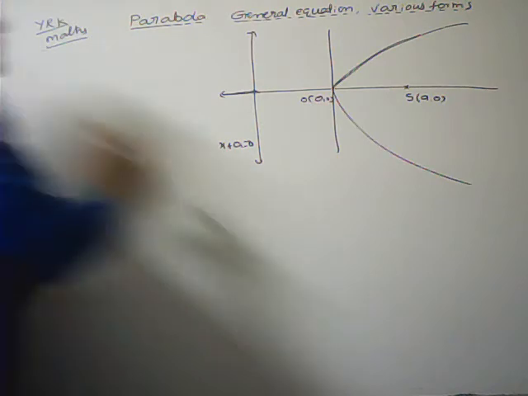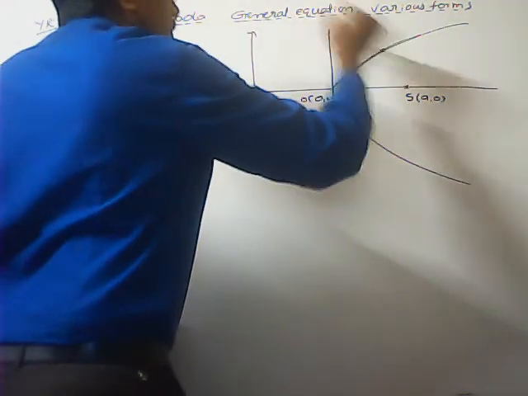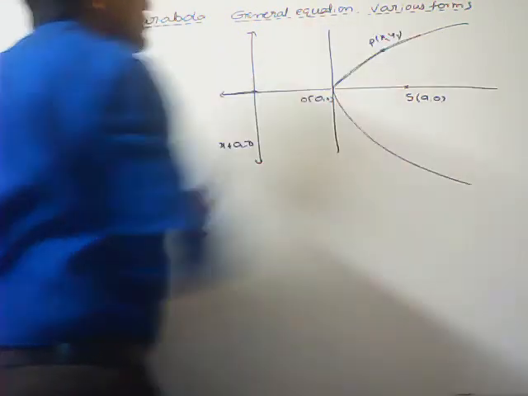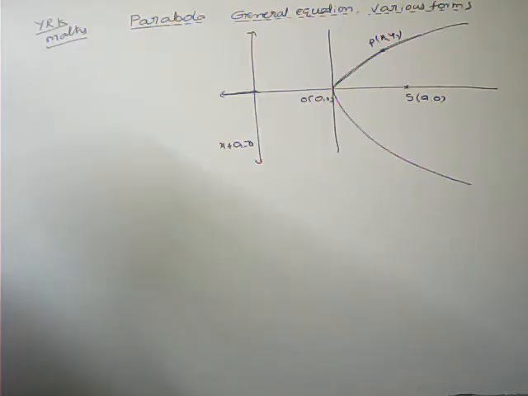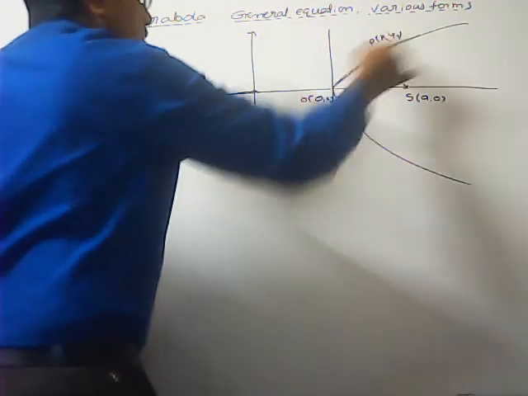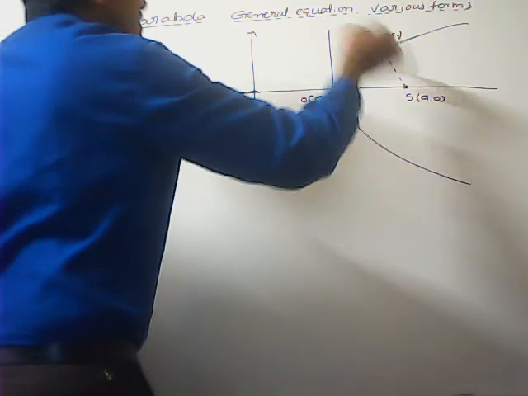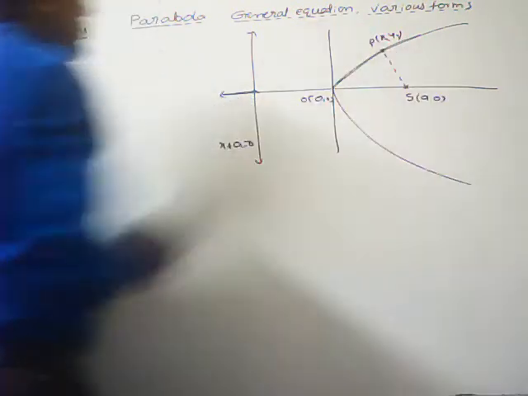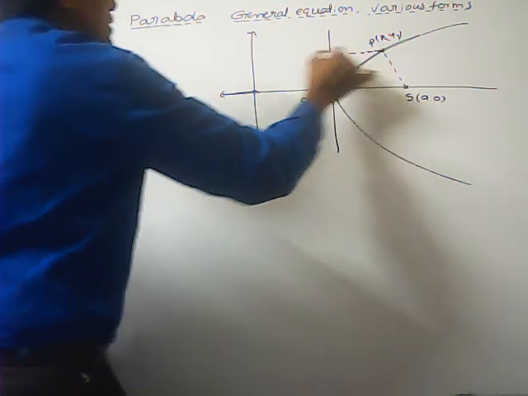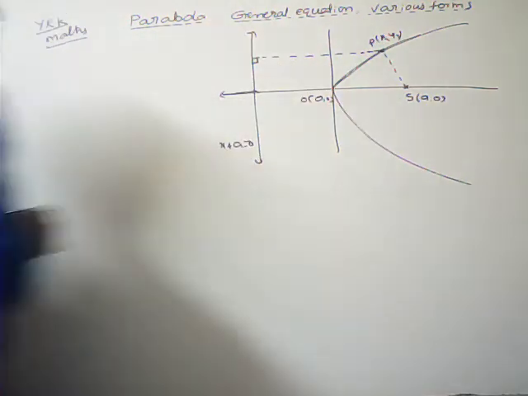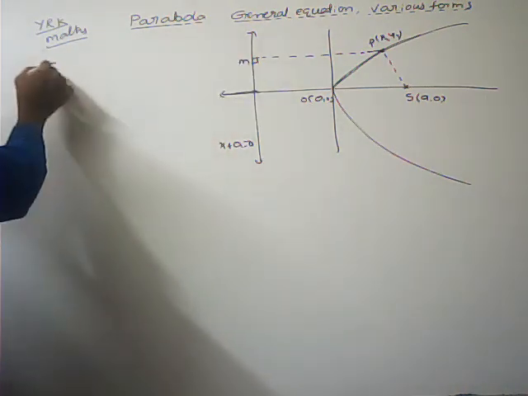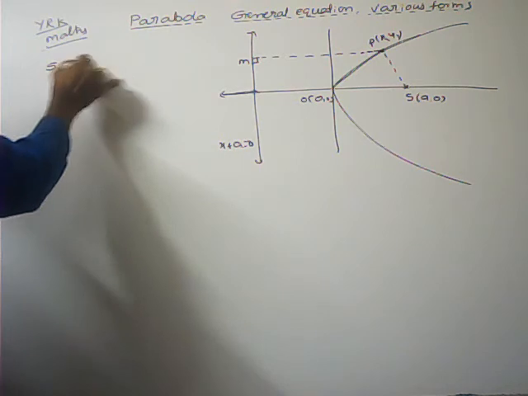What is the definition of the conic? If it is the parabola, here P is any point in the locus. The locus of the points which moves in a plane such that its distance from a fixed point is equal to its distance from the fixed line. This one I am taking M. SP is equal to PM.